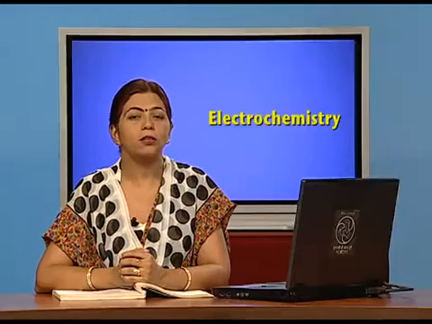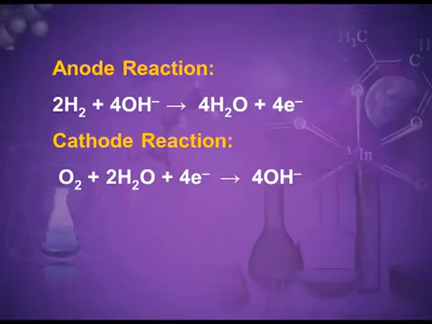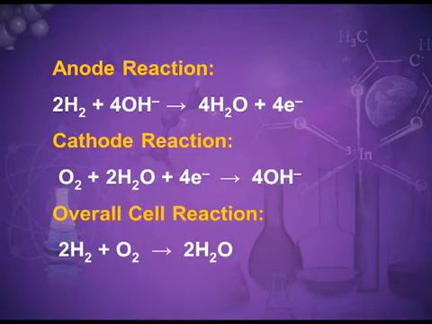Now, let me explain the reactions which are taking place at anode and cathode. At anode, hydrogen gas reacts with the hydroxide ions. It loses 4 electrons and the water is formed. These electrons which are lost at the anode are gained at the cathode, and oxygen in presence of the water accepts these 4 electrons and hydroxide ions are formed. Overall reaction: 2H2 plus O2 gives water molecule.